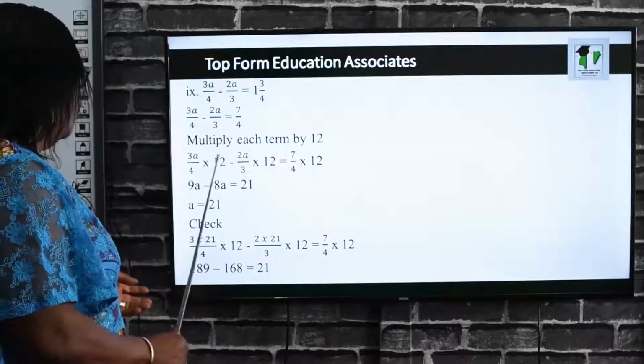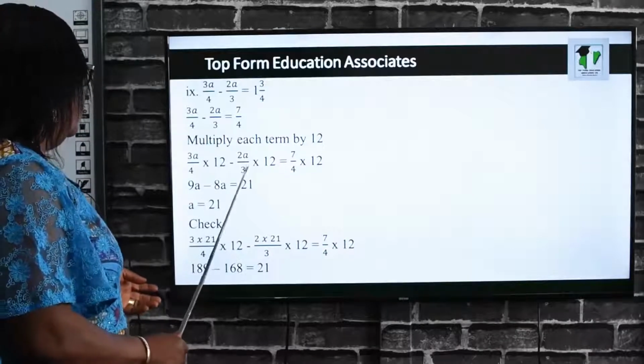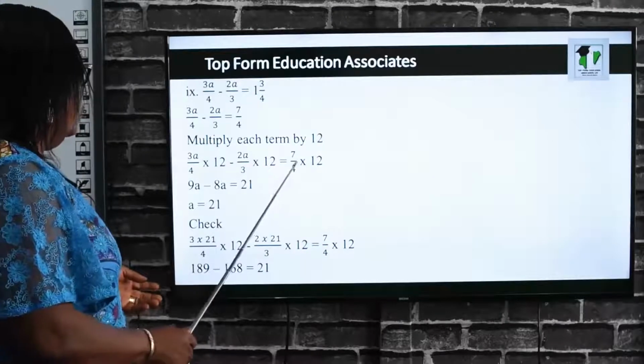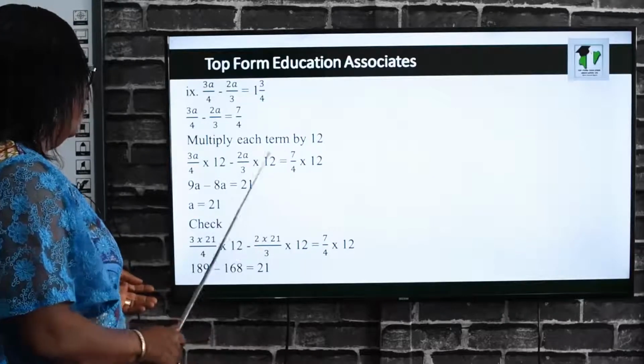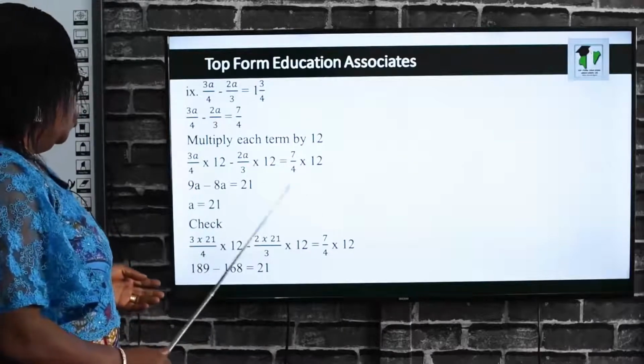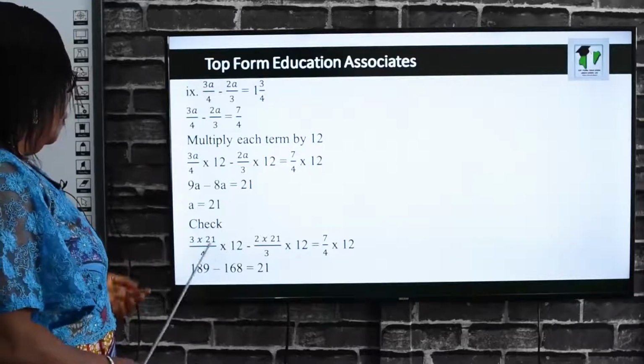Cancel. 4 into 12 gives us 9a. 3 into 12, 4, gives us 8 minus 8a. 4 into 12, 3 times 7 gives us 21. So we have that a is equal to 21.